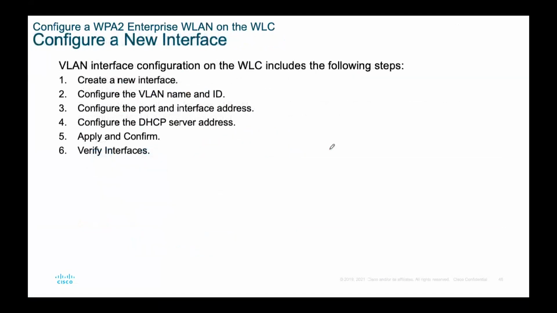So configure a new interface. The VLAN interface configuration on the wireless LAN controller includes the following steps. First, create a new interface. Next, configure the wireless LAN name and ID. Next, configure the port and interface address. Next, configure the DHCP server address. Next, apply and confirm. Finally, verify interfaces.